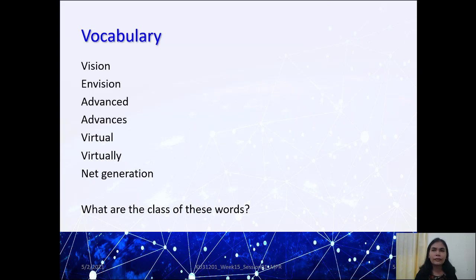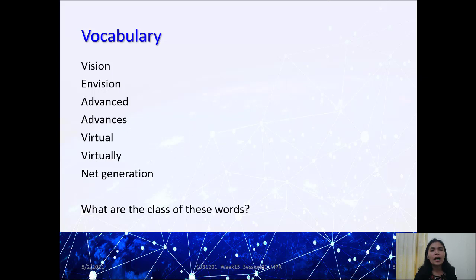Now, we will talk about the target vocabulary that we are going to discuss for this week, which is vision, advances, virtual, virtually, net generation. My question for you, because last week we were talking about classification of words, whether it's a noun, adjective, adverb, or verb: what do you think the class of these words is? Is it adjective, adverb, verb, or noun?